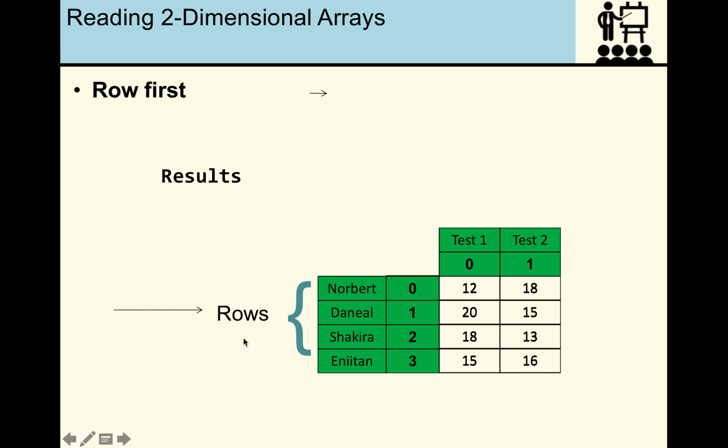These can also be called records, if you remember that, because this is a record of Norbert's results. It's a record of what Norbert got in test 1 and test 2. It's a record of what Enitan got in test 1 and test 2. So these are rows, and I read the row first. I then read the column. So test 1, I read the column.